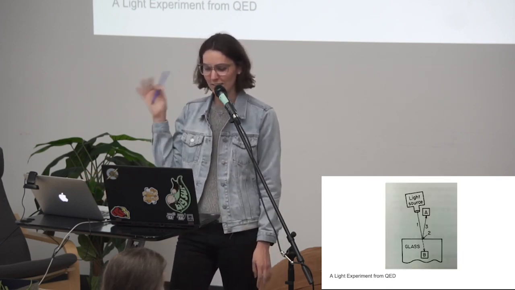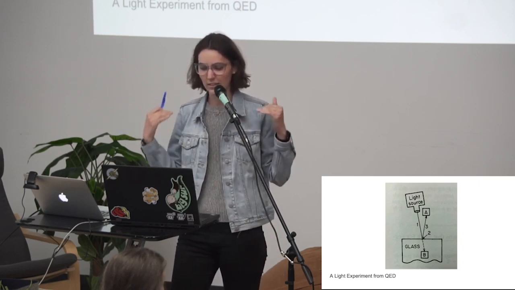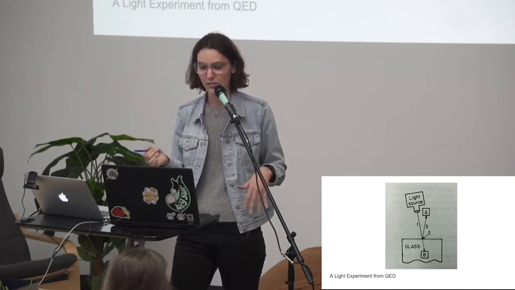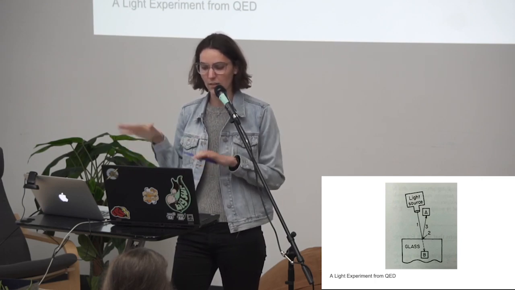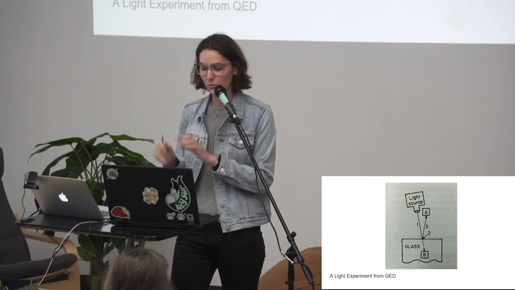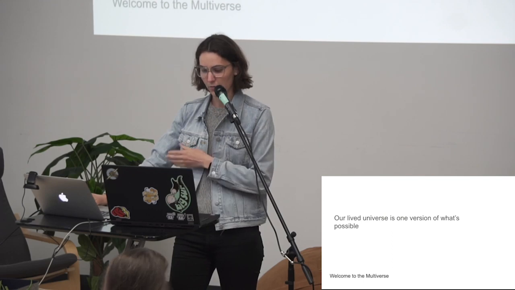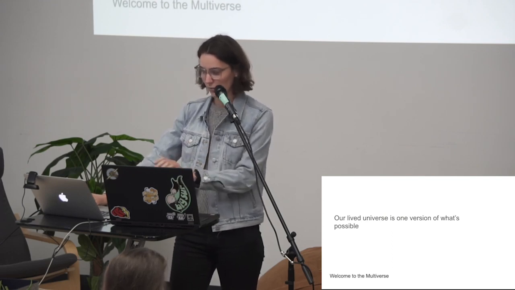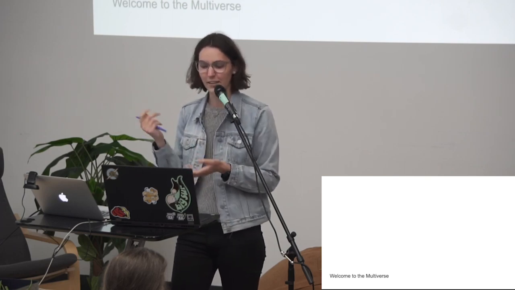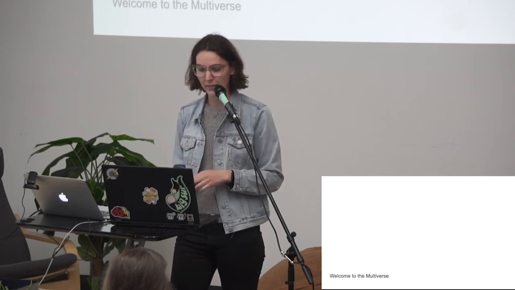So I've glossed over some of the details here, but this general idea is correct. What we're able to observe is the net sum of what might have happened and does happen in some possible universe. So there are all these other universes out there that interact with ours, and as we saw in the double slit experiment, that dictates what is observable in our particular universe. And we see it in the sum of the possibilities. So our lived universe is one version of what's possible. Okay, so we do live in the multiverse. We can see these other universes as interference when we do quantum experiments.